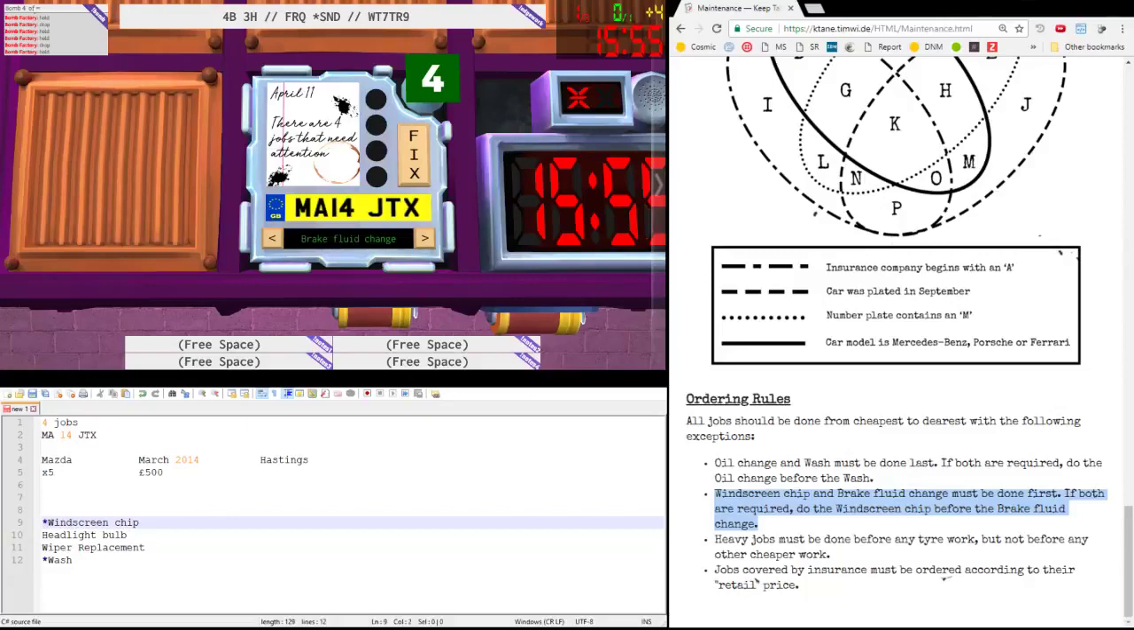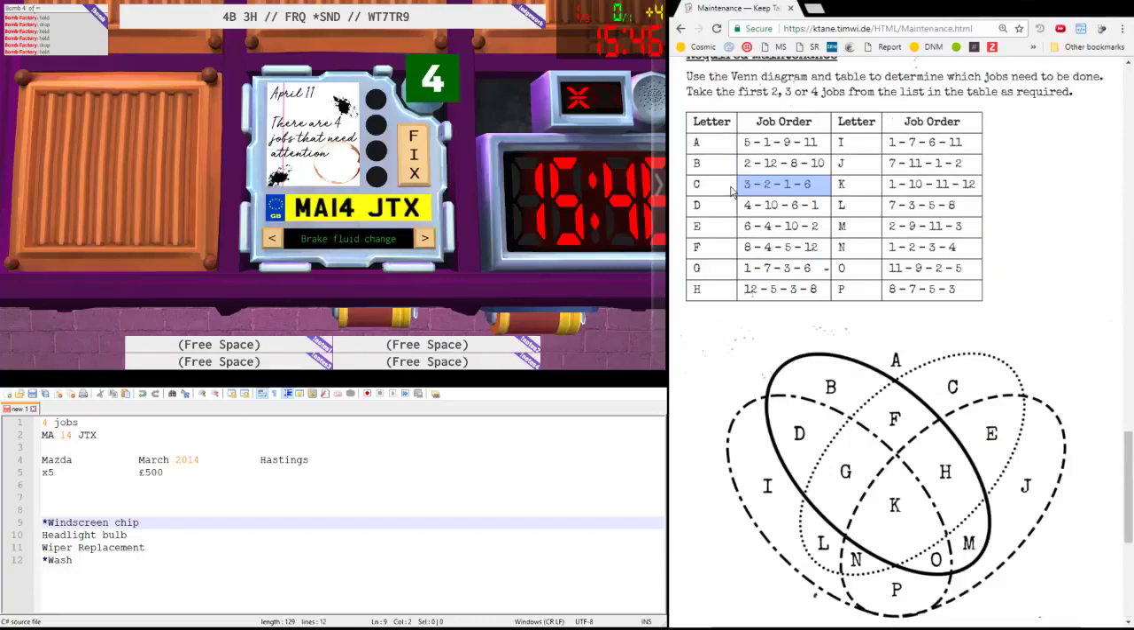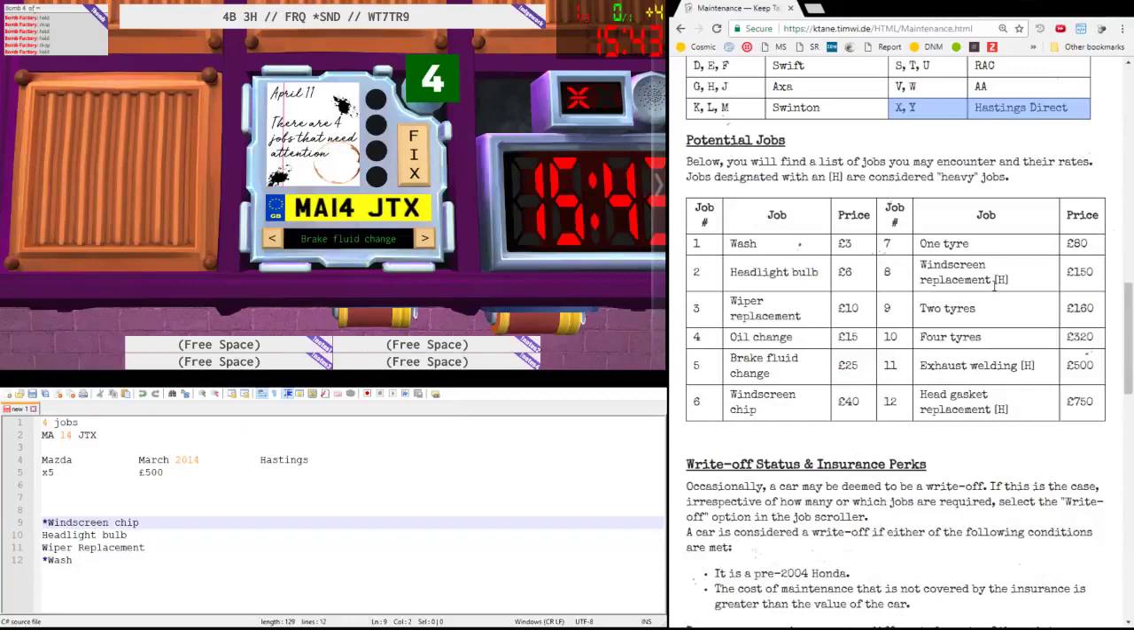Heavy jobs must be done before tire work, but not before any other cheaper work. This still hasn't come up. I was kind of hoping it would in the first 5 examples, but it didn't. You'll notice 3 of these jobs, windscreen replacement, exhaust welding, and head gasket replacement, all have an H. That denotes them as heavy jobs. So what this rule is saying is, for anything that's not covered by one of the other 2 rules, you're going to do all the cheaper stuff, not counting the tires. Then you're going to do your heavies. Then you're going to do your tires.